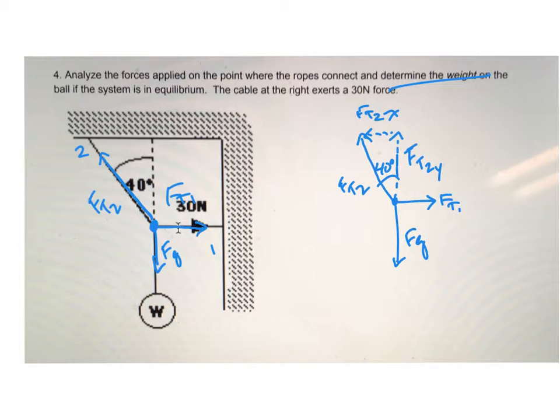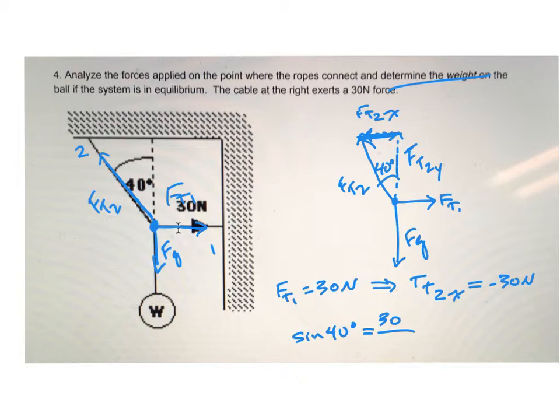So here we go. Ft1 equals 30 newtons, which means that Ft2 in the x direction has to equal negative 30 newtons. So that's this part right here. We know that 30, the sine of 40 degrees, has to equal 30 divided by the force of tension 2. So the force of tension 2 equals 30 divided by the sine of 40 degrees. 30 divided by the sine of 40 is 46.7 newtons.